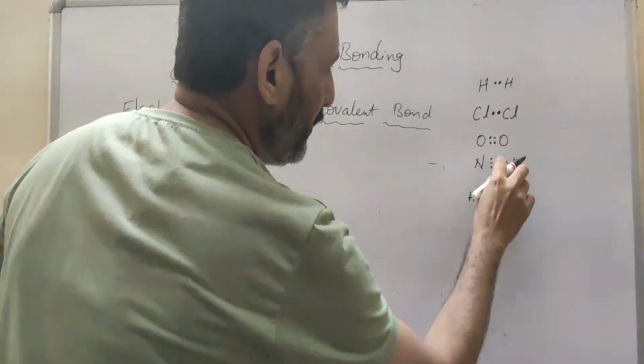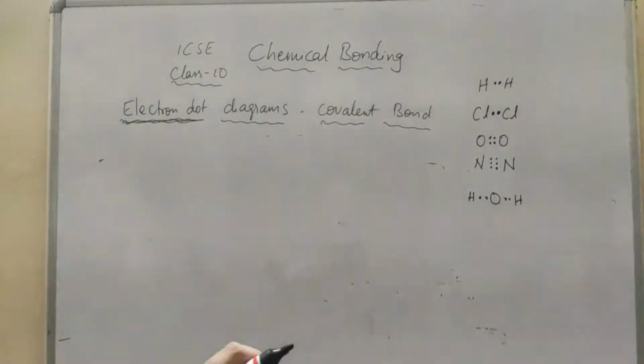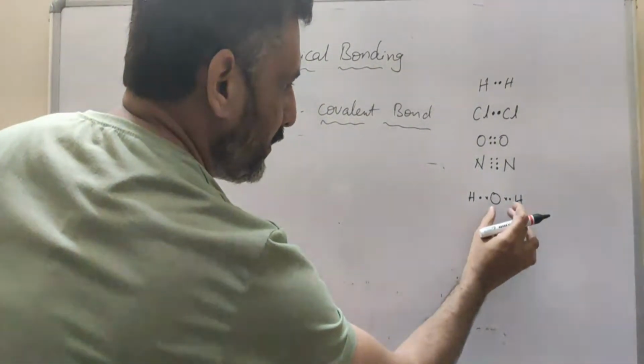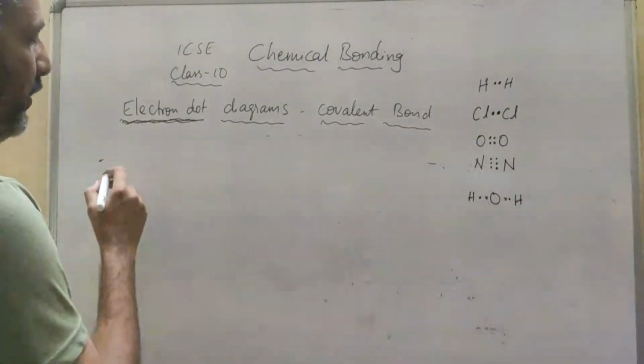This is a double bond, this is a triple bond. So this is a single bond, this is a single bond. Okay, don't call this a double bond. It is a single bond here, single bond here. Two single bonds we can say. Right, next example.